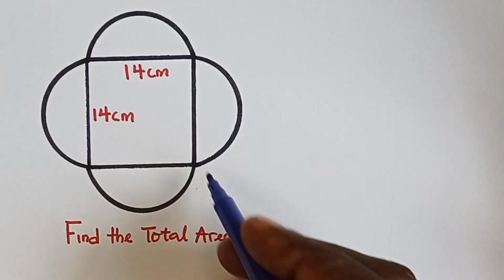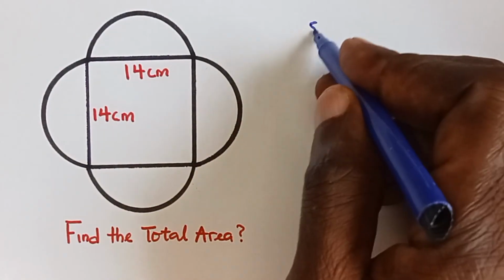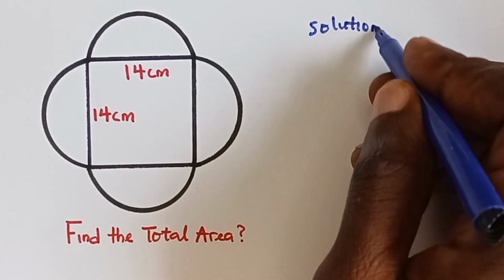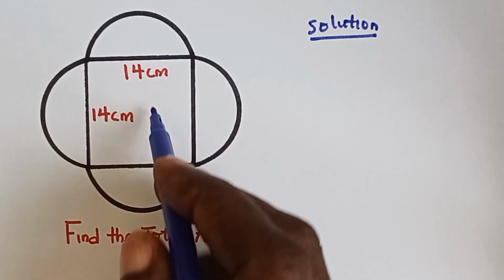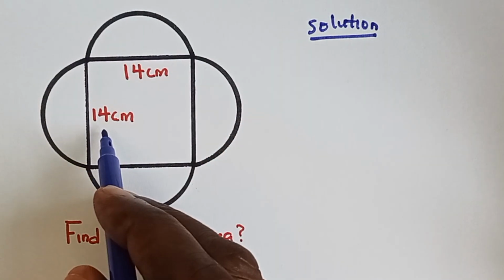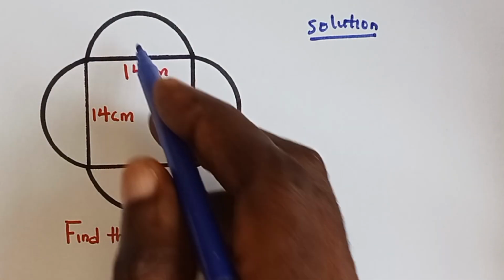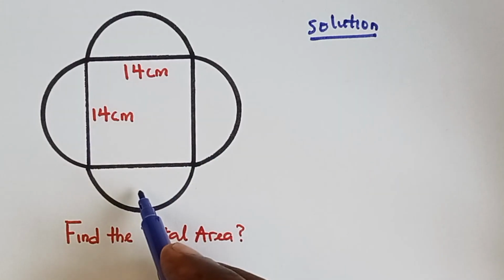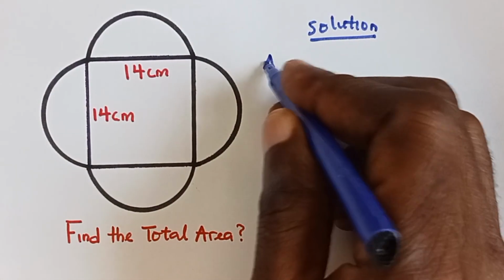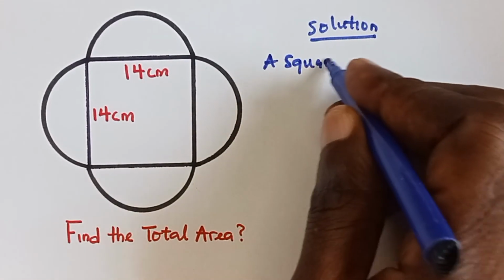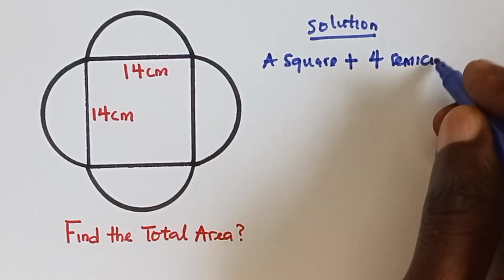Now I want to show us how we can find the total area of this diagram. Right, so in this diagram we have a square with a dimension of 14 centimeters by 14 centimeters, and we have 4 semicircles. This is a semicircle, a semicircle, a semicircle, and a semicircle. So in total we have a square, and then we have 4 semicircles.